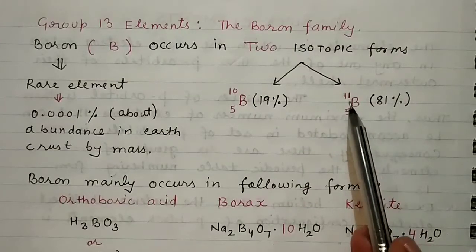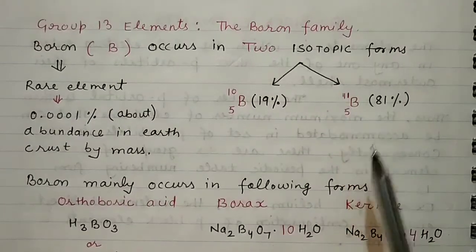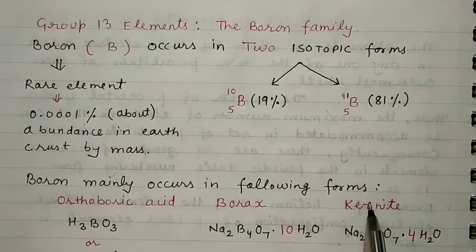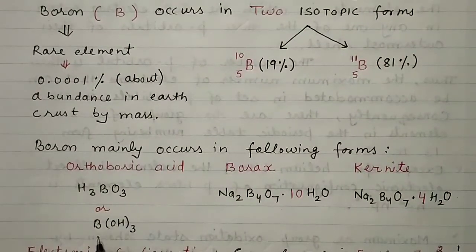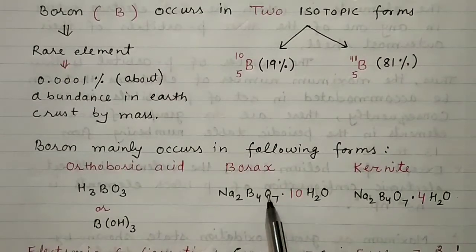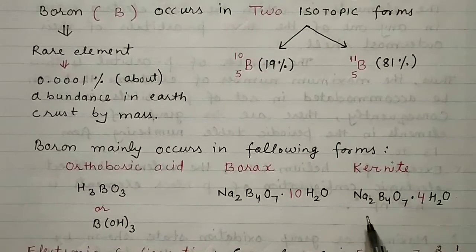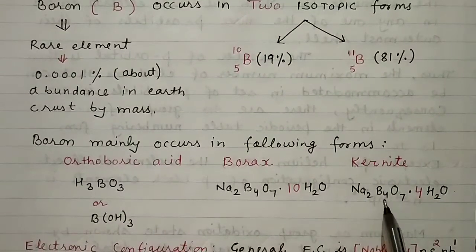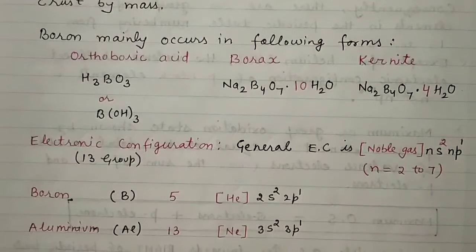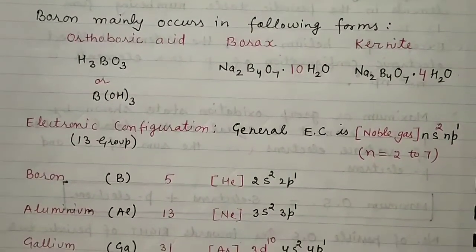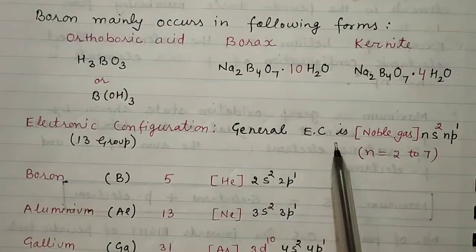of 5B11. So boron mainly occurs in the following forms: orthoboric acid H3BO3, or one can write B(OH)3, borax Na2B4O7.10H2O, and kernite KNa2B4O7.4H2O.